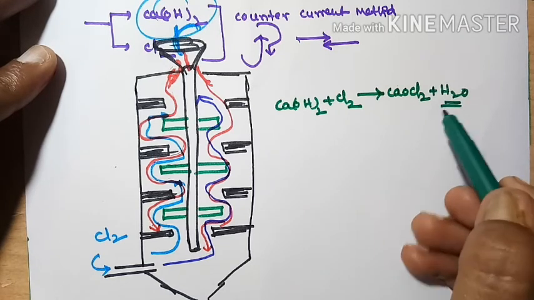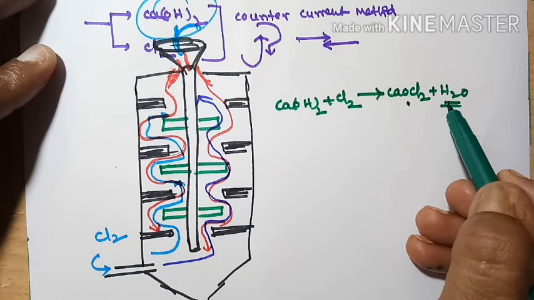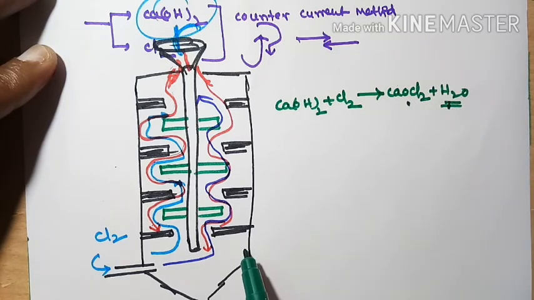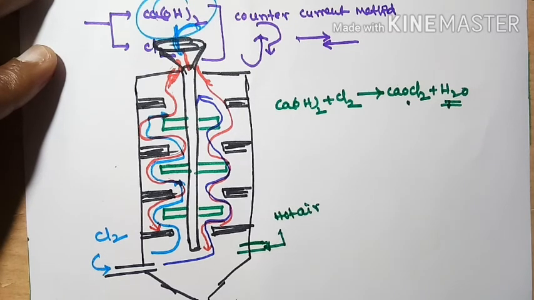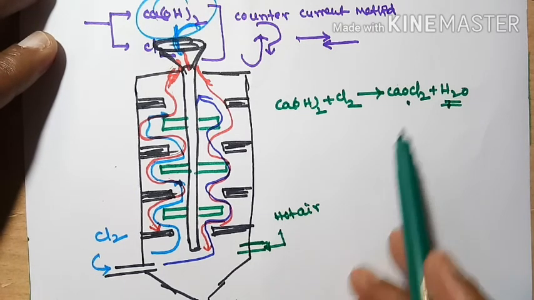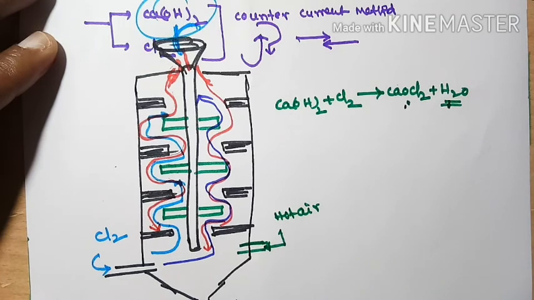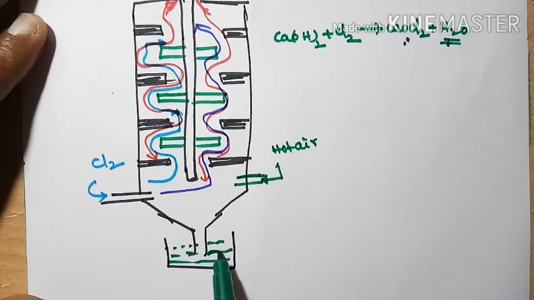The water which is formed would dissolve the calcium hydroxide, so this water should be kept in water vapor form. Another inlet is present at the bottom, from which we send hot air. That hot air keeps the water in water vapor form. When it is in vapor form, it does not react with the calcium oxychloride. So calcium oxychloride is formed and we get it at the bottom of this apparatus.